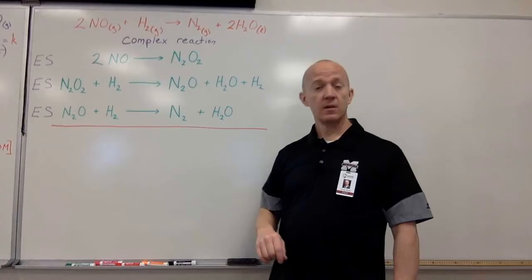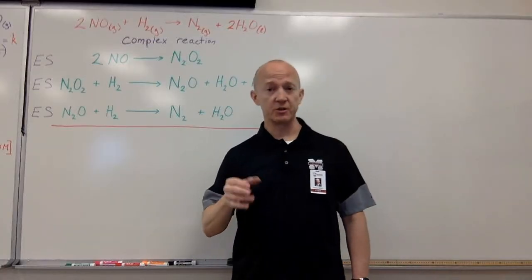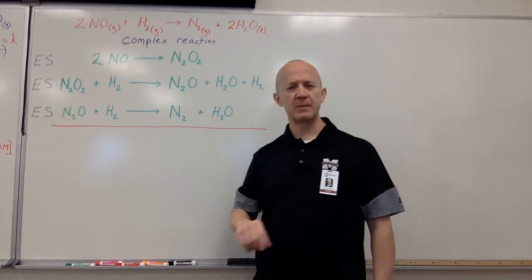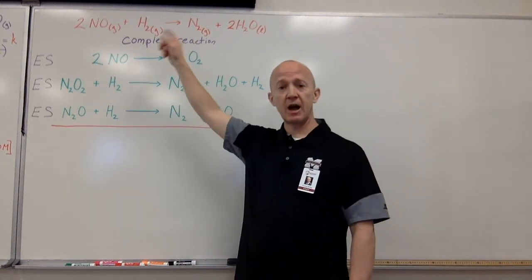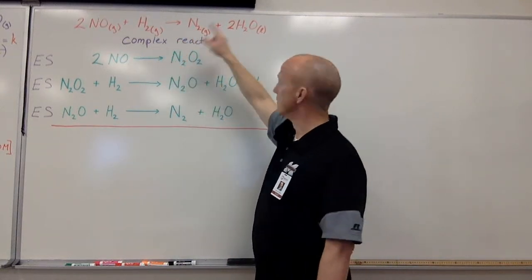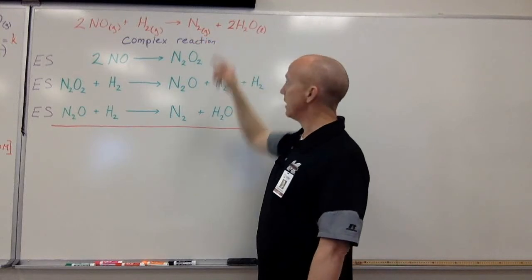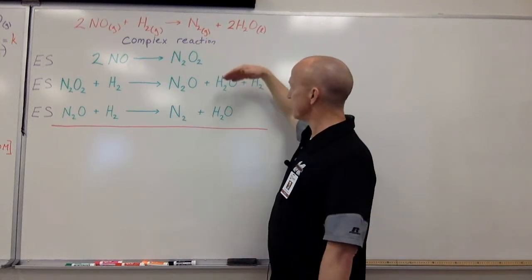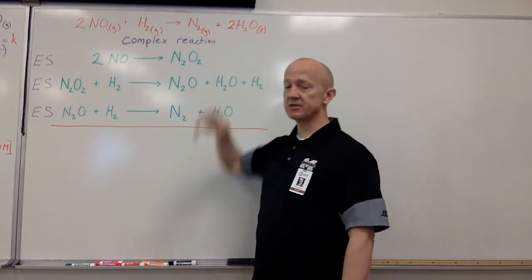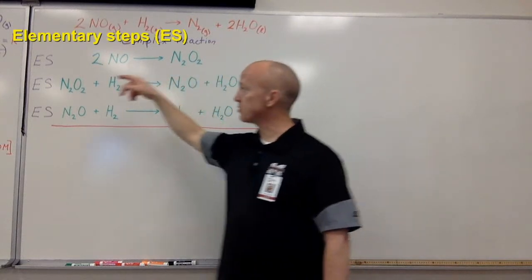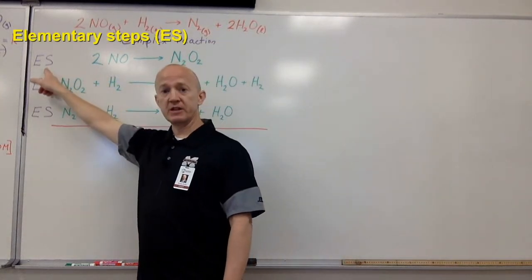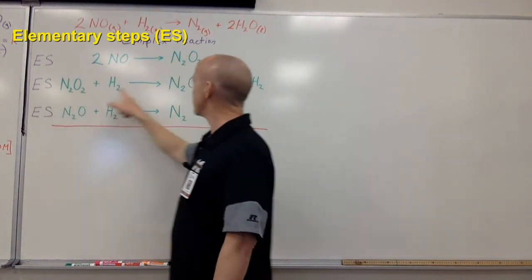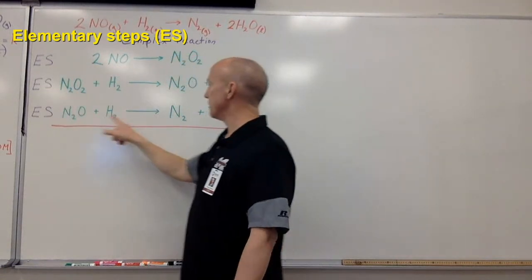You get it? Most chemical reactions actually occur in a series of steps. Not just one, but a few. Let's take, for example, this reaction. The reaction of nitric oxide, hydrogen gas, to give us nitrogen gas and water. You'll see that there are a series of steps that occur to make this happen. Each of these steps are known as elementary steps. So here's an elementary step, here's an elementary step, and here's an elementary step.